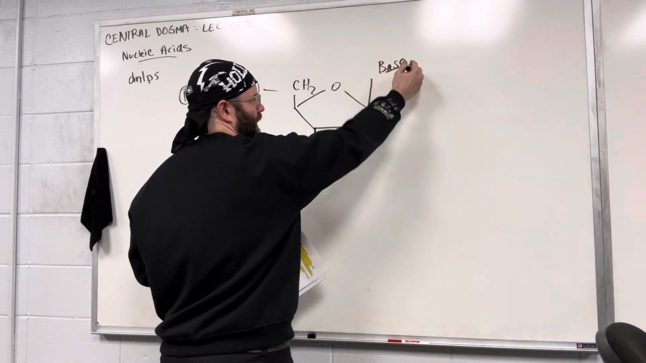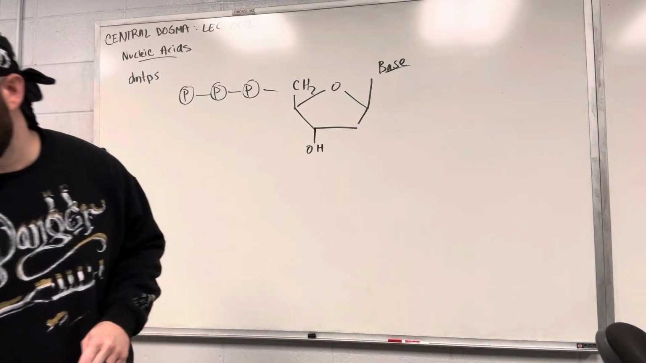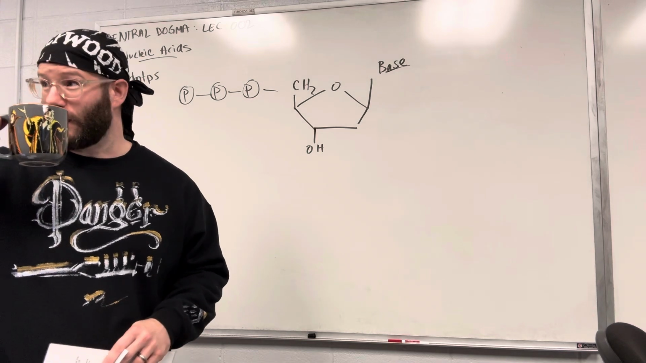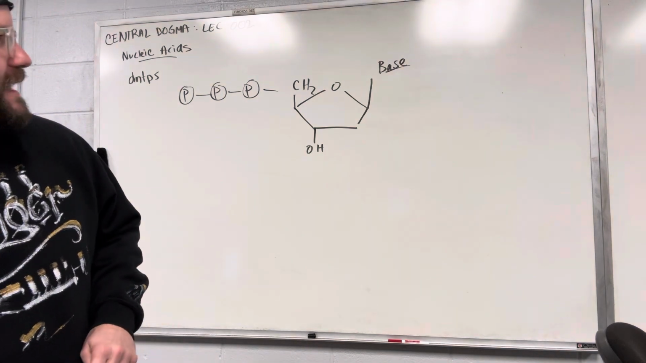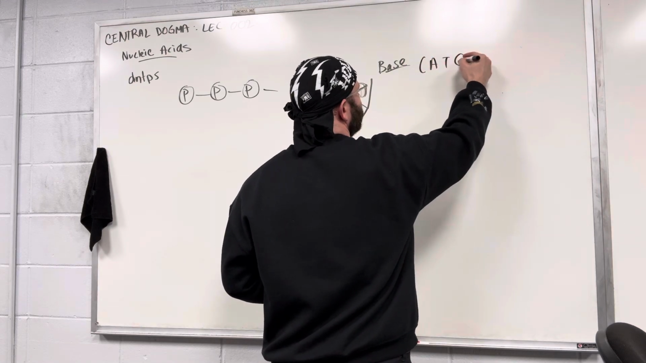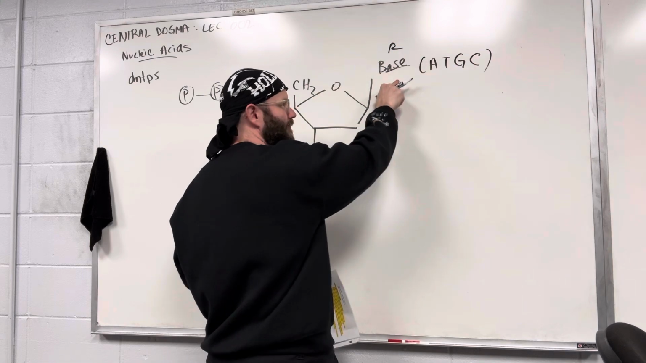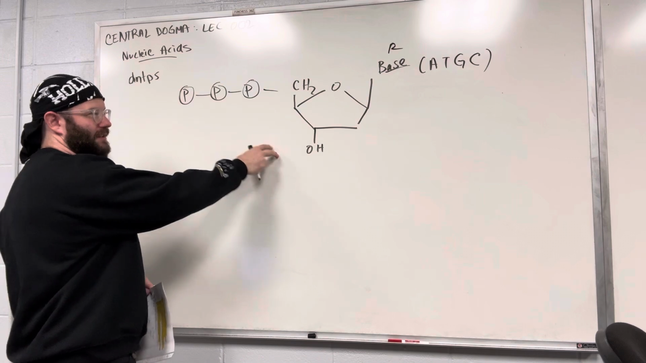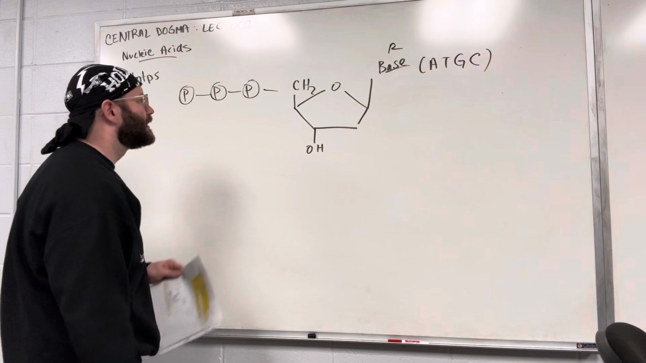What are the bases? What are the options? How many bases are there in DNA? 4. There's 4 bases. What are they? Yeah, there's A's, T's, G's, and C's. This should be review. So the difference between the A's, T's, G's, C's, this is kind of like an R group. This varies in A, T, G, C. This is the backbone. So this is the building block that gets put into DNA.